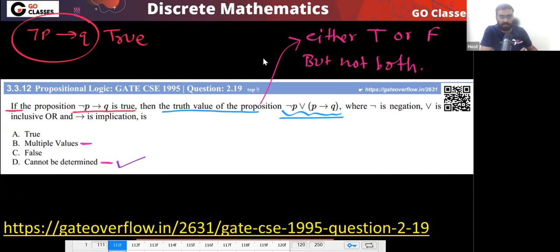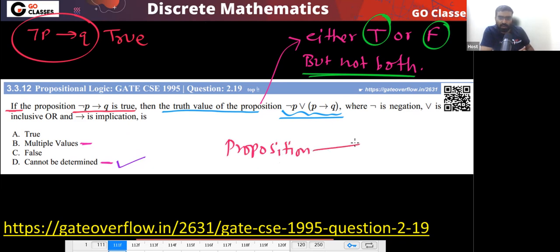This is the definition of proposition. Yes or no? The definition of proposition says it is either true or false, but not both. So never say that it has multiple values. A proposition can never have multiple values. A proposition cannot have true as well as false. Simply, it means that we cannot determine the truth value. So remember, the answer will be option D, not option B.